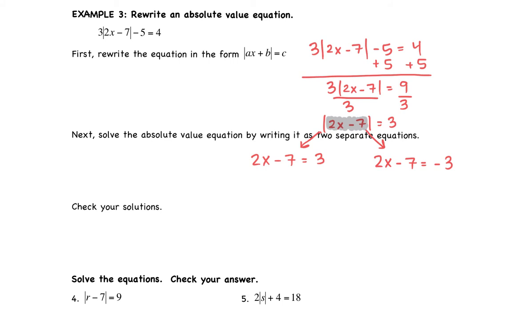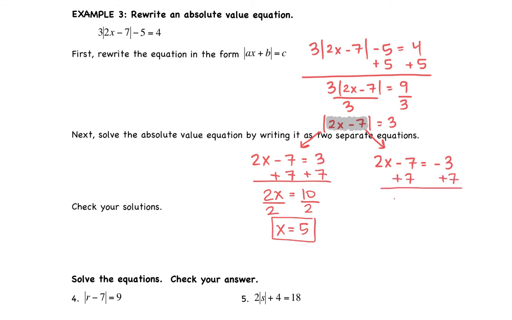Okay, now on each side, I'm going to solve it the same way because I'm adding 7 and dividing by 2, but I'm going to get different answers. So here I get 2x equals 10. I divide each side by 2, and one solution is that x equals 5. Over here, I'm going to do the same thing, but because of that negative, I'm going to get a different answer. So now I have 2x equals 4. Divide each side by 2, and here x equals positive 2.